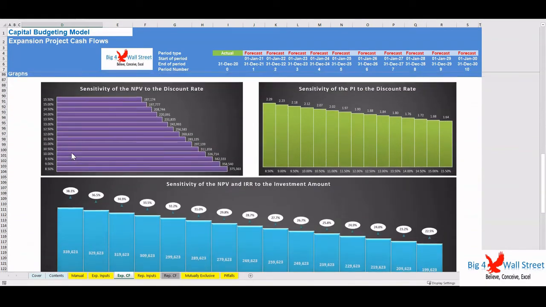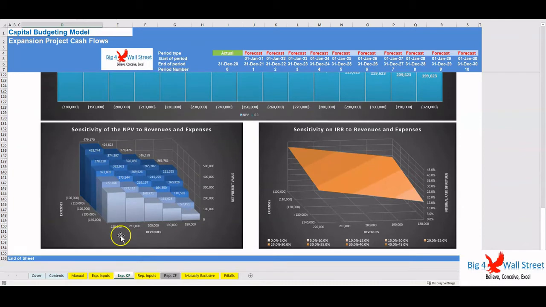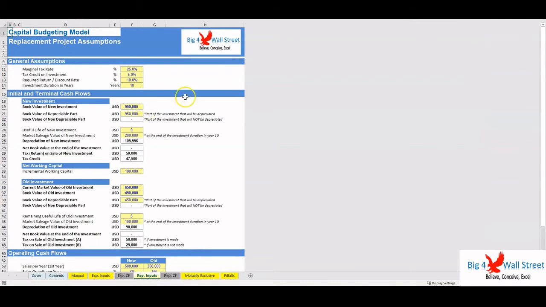to the sensitivity analysis. The next two tabs concern a replacement project, which is a project that affects the company's cash flows. In this case, we must consider the incremental cash flows of the project. Or in other words, the cash flows if the project is made less the cash flows if the project is not made. In this tab, we present the case of the replacement of an old investment with a new investment.